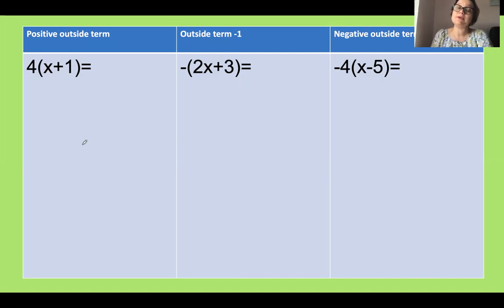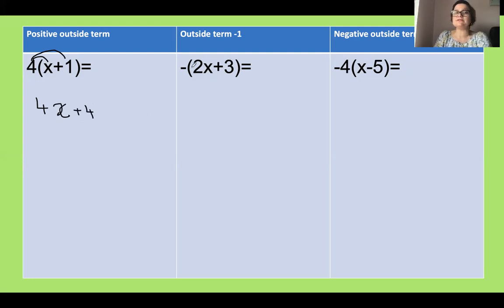And we can apply this knowledge to expanding exercises and examples with more brackets in them. So the first one: always multiply the number outside the bracket by every single term inside the bracket. So 4 multiplies the x and multiplies the 1. So this becomes 4x plus 4. That's it. This is the end of the expansion.